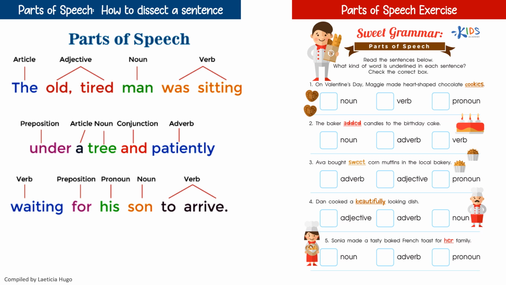So always when you get a sentence and you're asked to dissect the sentence, take a highlighter or a pencil and just circle or highlight the different parts of speech so that you can figure out what part of speech each word is. And then on your right-hand side is a part of speech exercise. It just gives you a few sentences where you must identify the word that is printed in another color, whether that's a noun, a verb, a pronoun, an adjective, etc.